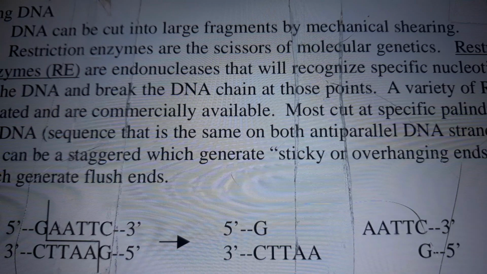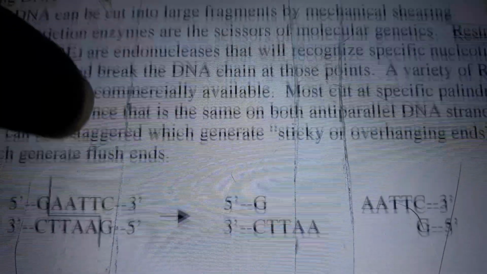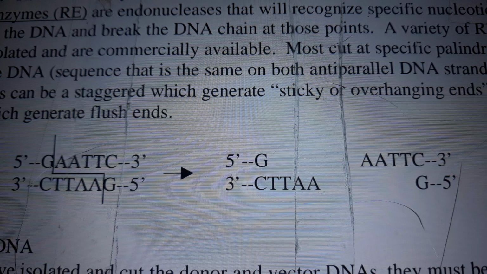Cutting DNA. 1 would be DNA can be cut into large fragments by mechanical shearing. 2 is restriction enzymes are the scissors of molecular genetics. Restriction enzymes, RE, are endonucleases that will recognize specific nucleotide sequences in the DNA and break the DNA chain at those points. A variety of RE, that's restriction enzymes, have been isolated and are commercially available.